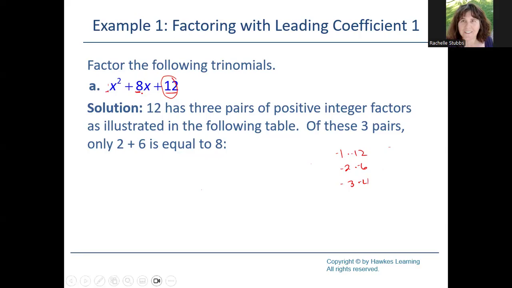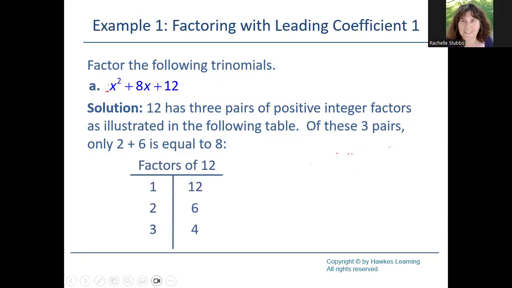How I know what kind of factors to use is, first I look at this term. If this is positive, either both factors are positive or both factors are negative. I would use the negative ones if the middle term was negative. But since this is positive and this is positive, all my factors are going to be positive. We're going to get a lot of practice doing this.